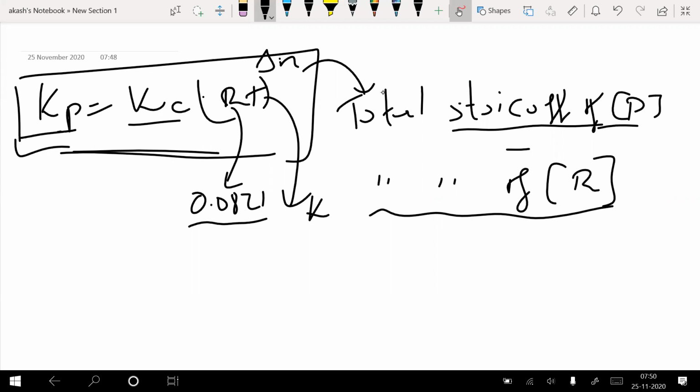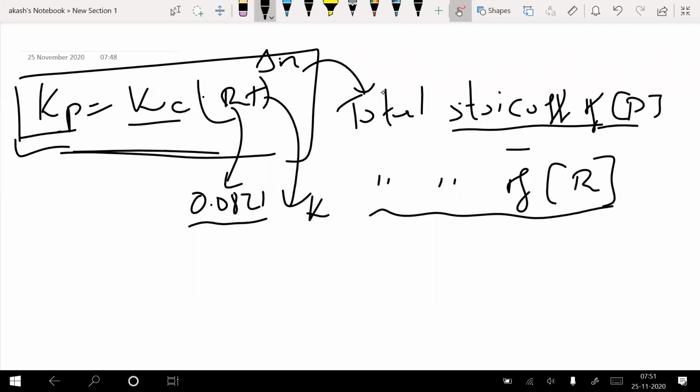Okay, so this is an equation. I told you there's a connection between Kc and Kp, and we have got it. Now I'm going to introduce you to another term. Now I give you a situation.